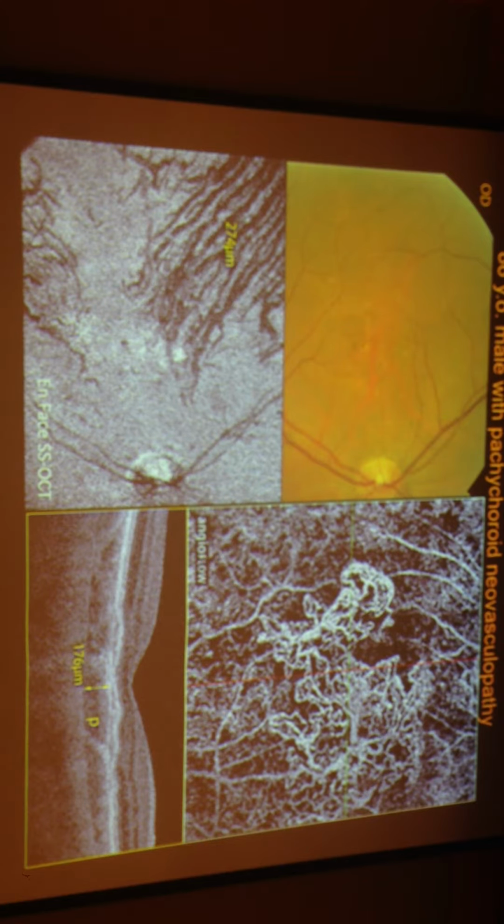But like I've shown before, there are some cases where you can have focal choroidal thickening, and so the patient develops neovascularization overlying the area of the focal choroidal thickening, so they can have unilateral disease because of that focal choroidal thickening.